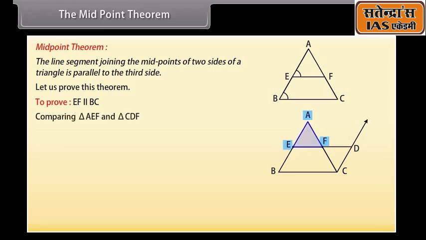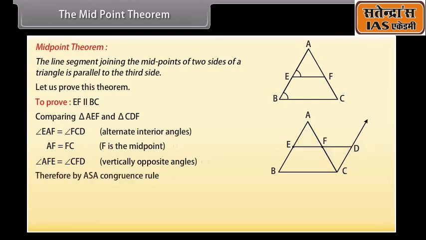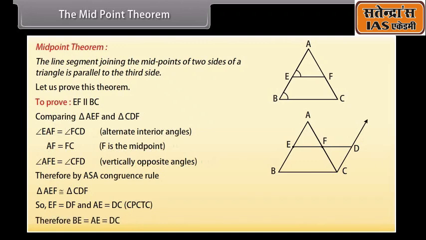Comparing triangle AEF and triangle CDF, angle EAF is equal to angle FCD because these are alternate interior angles. AF is equal to FC because F is the midpoint, and angle AFE is equal to angle CFD because these are vertically opposite angles. Therefore, by ASA congruence rule, triangle AEF is congruent to triangle CDF. So, EF is equal to DF and AE is equal to DC by CPCTC. Therefore, BE is equal to AE, which is equal to DC.